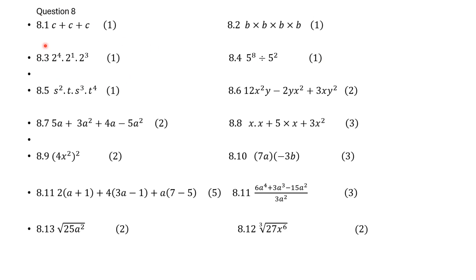Question 8, 8.1, they say C plus C plus C. 8.2, B times B times B, both 1 mark. Then 2 to the power 4 times 2 to the power 1 times 2 to the power 3. 8.4, 5 to the power 8 divided by 5 squared. There again, an exponential problem, a problem on like terms. Problem on like terms. Exponential and like terms.